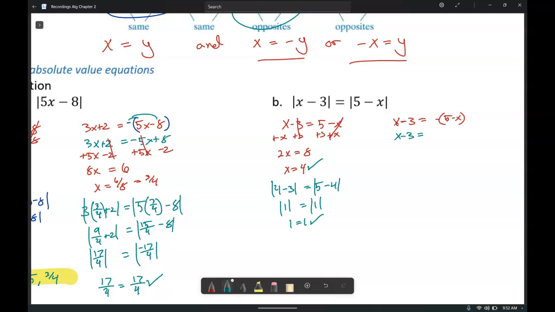x minus 3 equals negative 5 plus x. We subtract x. Well, now we have a case where our variables cancel out. Sometimes this happens. Negative 3 equals negative 5. Well, because negative 3 does not equal negative 5, and it's a false statement, we don't have any other solutions for this equation of absolute values, so x only equals 4, and we don't have a second solution.